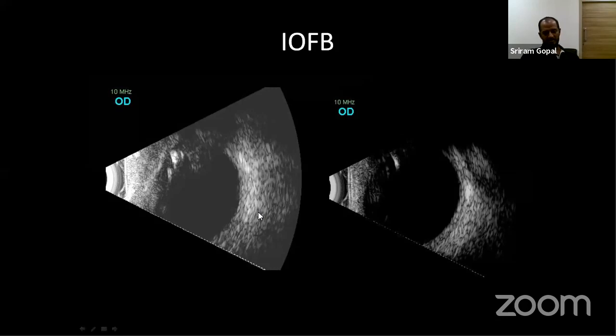Foreign body. There's something wrong in my video, so I just picked up a couple of stills. Pretty obvious, very high reflective echoes with post-echo shadowing. And you'll always find a lot of reverberations if the foreign body has even edges, or if it's a BB, which means it's circular in shape.